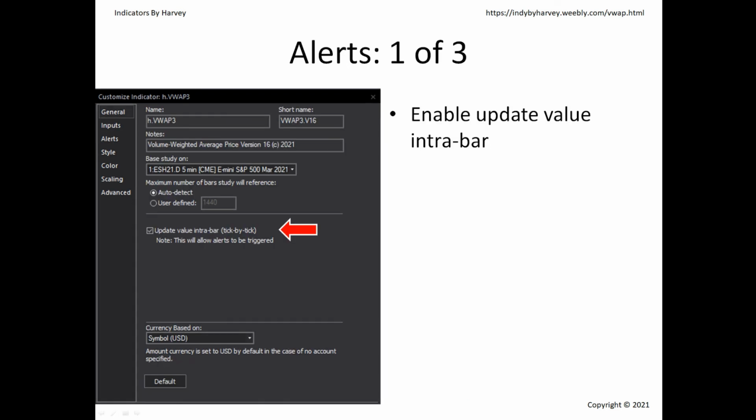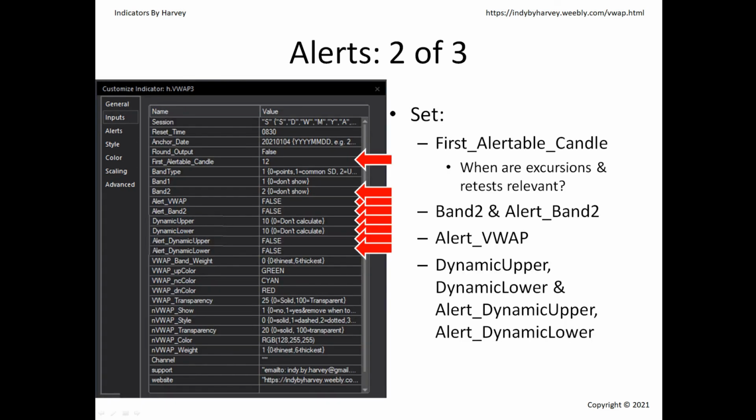For those of you who want to use the alert functionality, let's take a quick look at how you do that. First, on the General tab, turn on the Update Value Intrabar or Tick by Tick. After the General tab, then you'd go into the Inputs tab. You would select the first alertable candle number that makes sense for you. As I said, I use 12 because I typically put this on a 5-minute chart, and I find alerts during the first hour of trading don't help me whatsoever to trade.